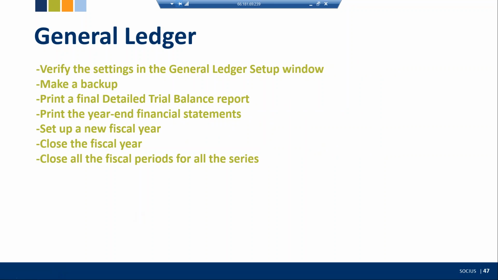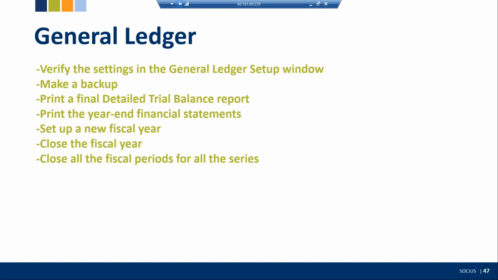So you want to verify the settings in the general ledger setup window, and I'm going to show you that window. You want to make a backup, print a detailed trial balance report. Now that detailed trial balance report can be found under Financial, Reports, Trial Balance.